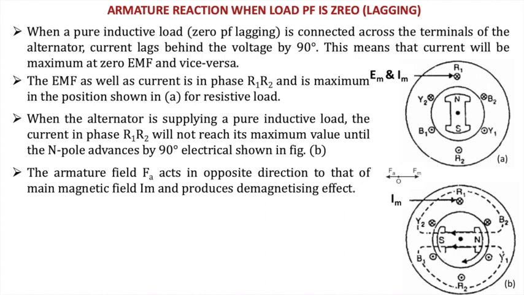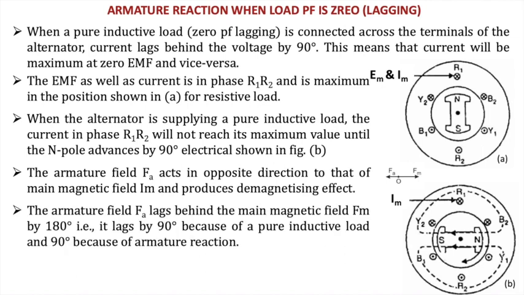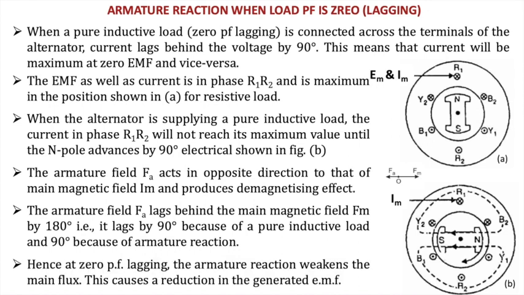So the armature field acts in the opposite direction to that of the main field and therefore produces a demagnetizing effect. The armature field lags behind the main field by 180 degrees, as it lags 90 degrees because of a pure inductive load and 90 degrees because of the armature reaction.